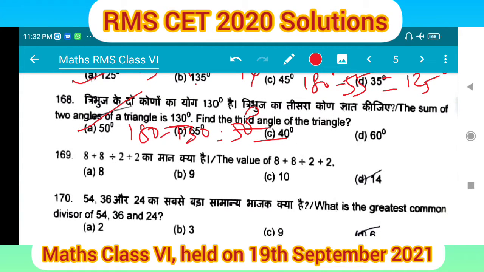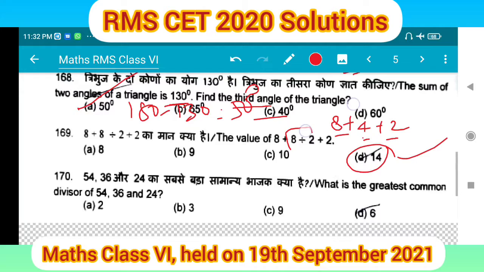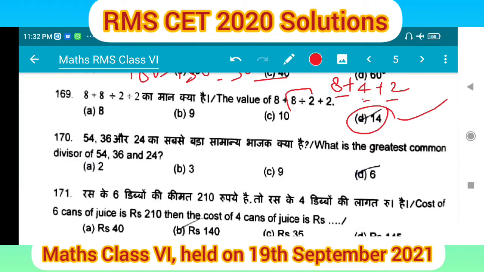8 plus 8 divided by 2, this value. Oh, very easy. First we have to do the division. 8 plus 8 divided by 2, how much? 4 plus 2. Now calculate. 8 plus 4 is 12. 12 plus 2 is 14. This is the answer.